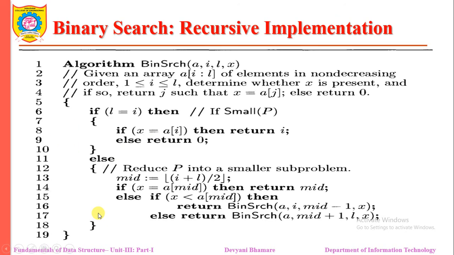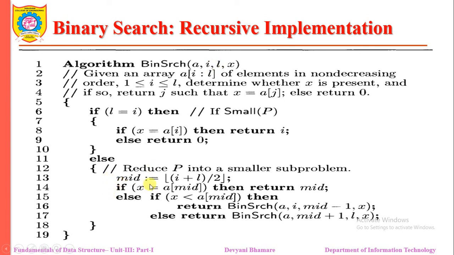But if you want to implement binary search in the recursive fashion, then our algorithm changes. So what is happening here? The binary search function is recursively called for every array. Initially I is 0 and L is the upper bound. If the size of the array is n, then I is 0 and L is n minus 1, which means we get the entire array.